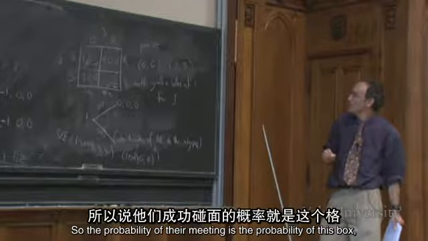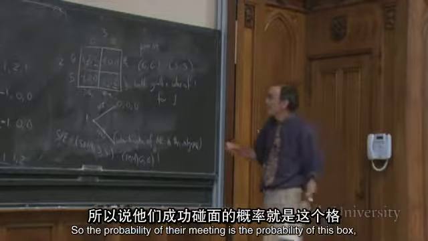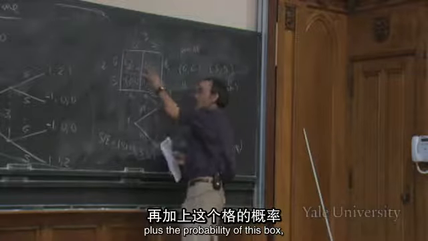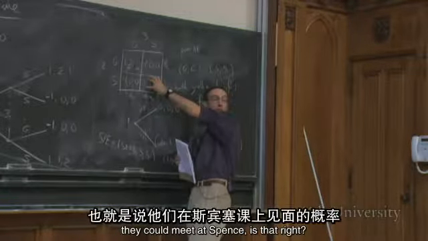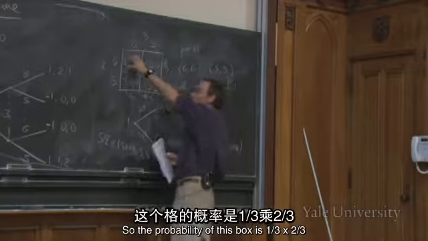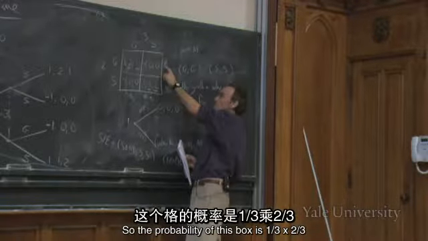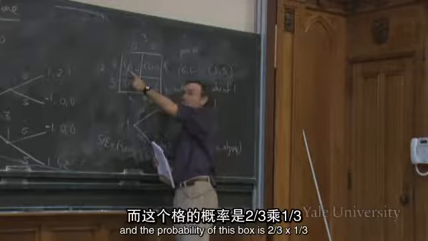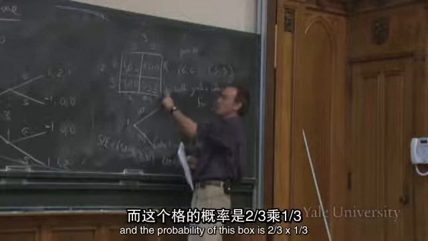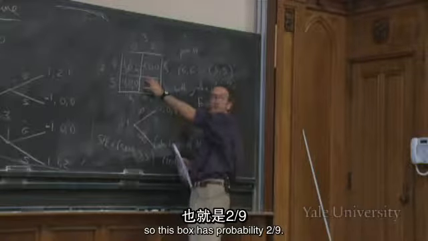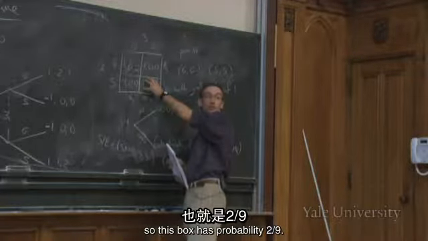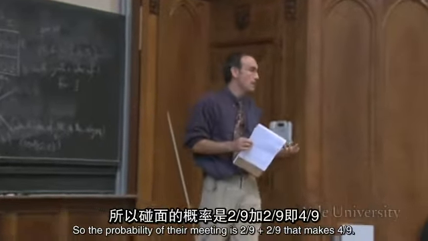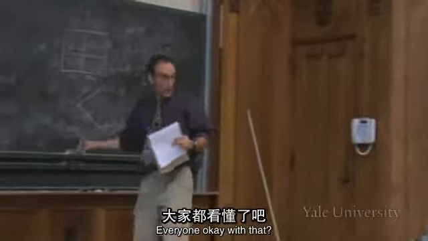So the probability of their meeting is the probability of this box, they could meet at Gaddis, plus the probability of this box, they could meet at Spence. Is that right? So the probability of this box is 1/3 times 2/3, which is 2/9. And the probability of this box is 2/3 times 1/3, so this box has probability 2/9. So the probability of their meeting is 2/9 plus 2/9, that makes 4/9. Right, everyone okay with that?